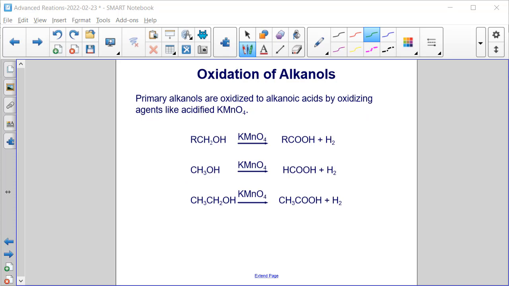Alkanols can also be oxidized. Primary alkanols are oxidized to alkanoic acids by oxidizing agents like acidified KMnO4, potassium permanganate. So we have alkanol and this oxidizing agent, and a product is the alkanoic acid. So remember, this is a C double bonded to an O and then single bonded to an OH group, and our product is hydrogen.